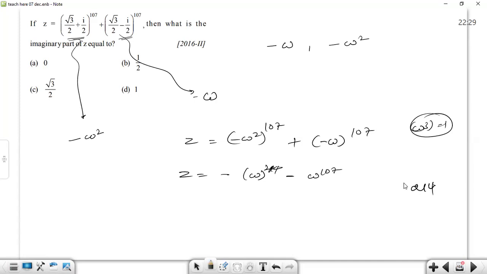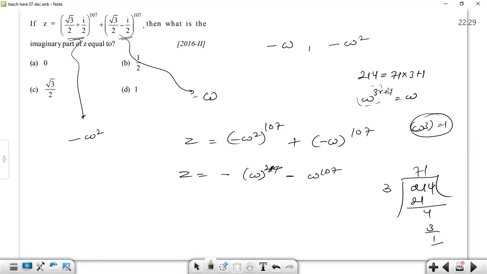So 214 divided by 3: 3 sevens are 21, 4, 3 ones are 3. So it is remainder 1. So how can we write 214? 214 can be written as 71 into 3 plus 1. Now we know that omega raised to power 3r plus 1 is omega only. Why? Because this will become 1 and omega raised to power 1 will be left. So the same is the case here also.